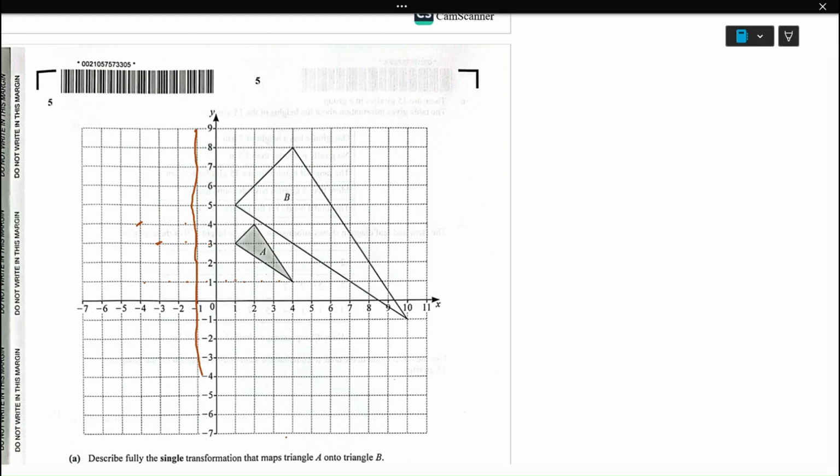1, 2, 3, 4, 5. So 1, 2, 3, 4, 5. So here just draw a triangle. That's it. Yeah, it's a reflection here.